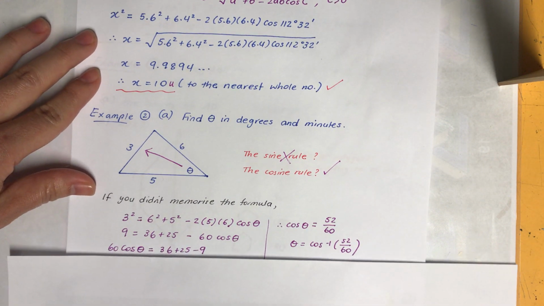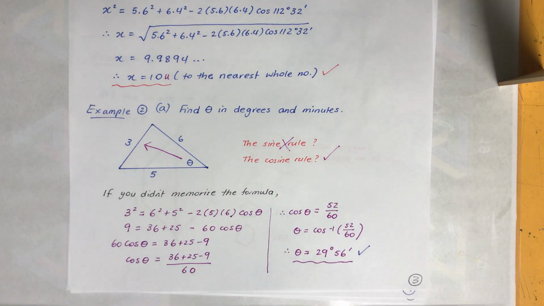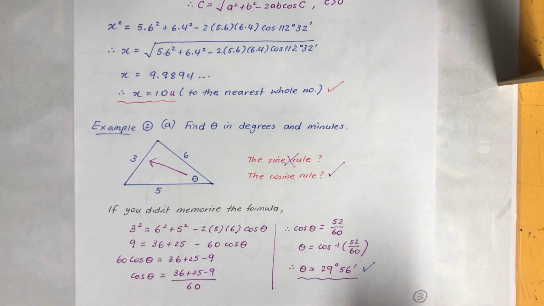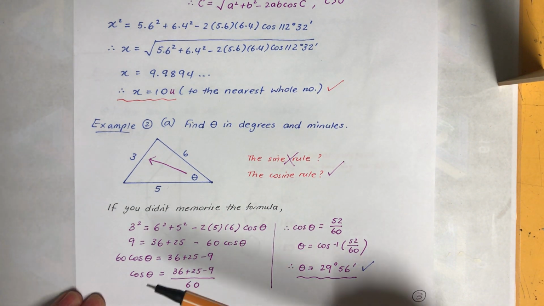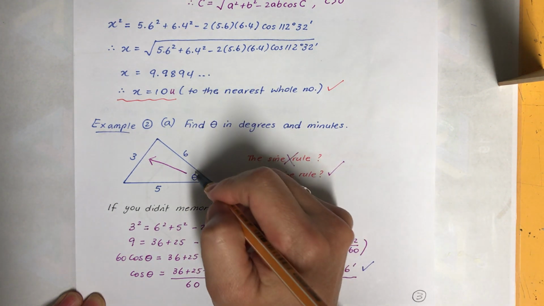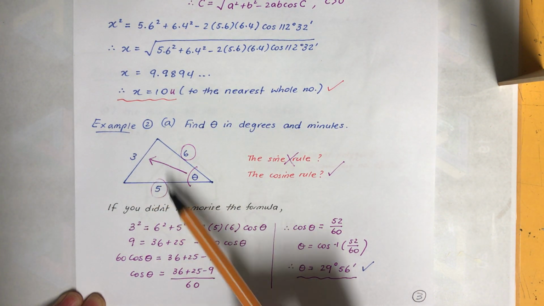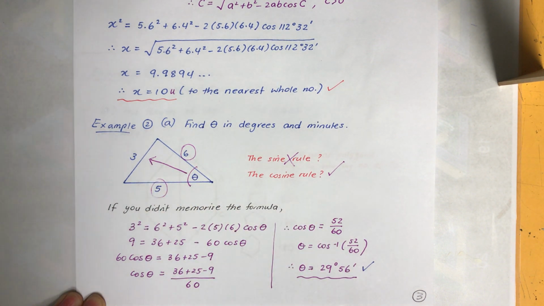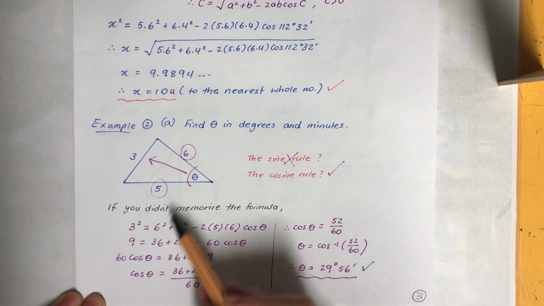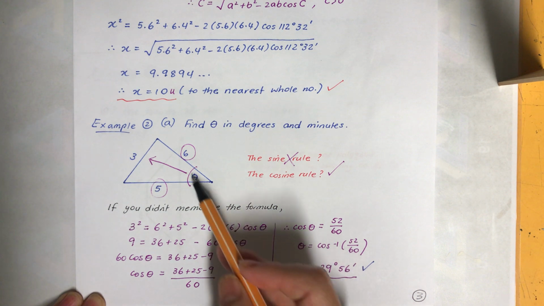So if you didn't memorize the formula of the angle, I'm just going to use the side one and then make the theta the subject. So we're going from, remember that c squared equals a squared plus b squared minus 2ab cos c. So this is my angle and it's surrounded by lengths 6 and 5. So that's opposite. So always the c squared is opposite to the angle that you have to use. So it'll be 3 squared equals 6 squared plus 5 squared minus 2 times 5 times 6 and then cos c.